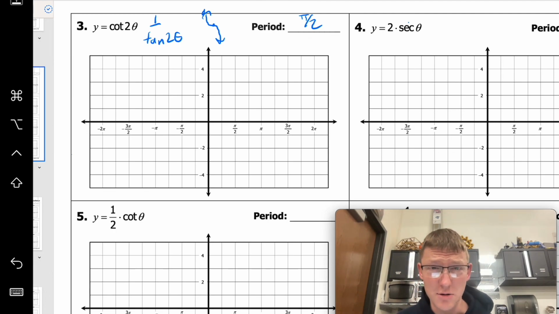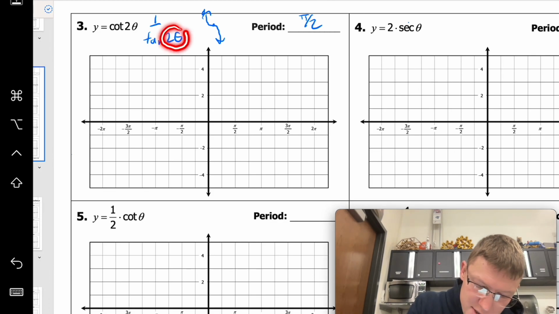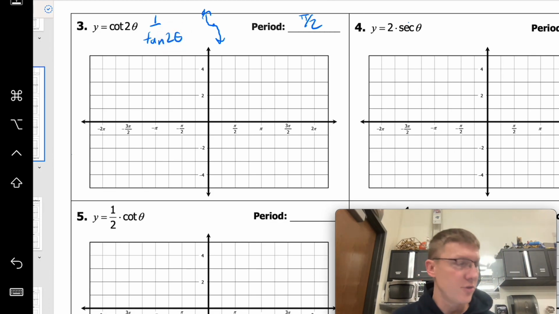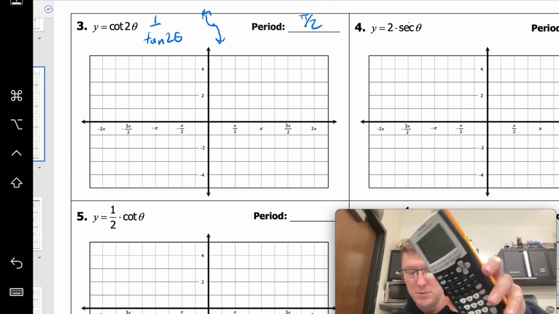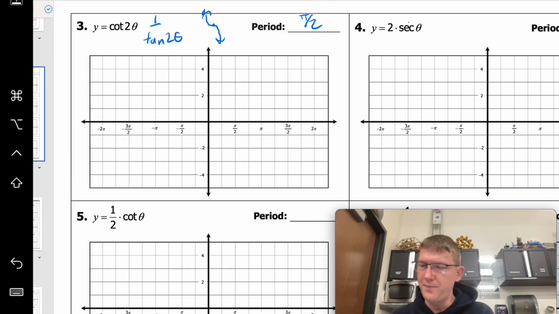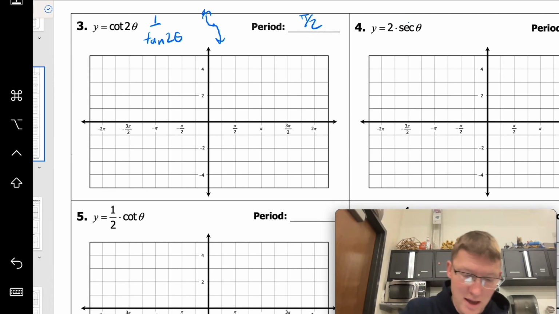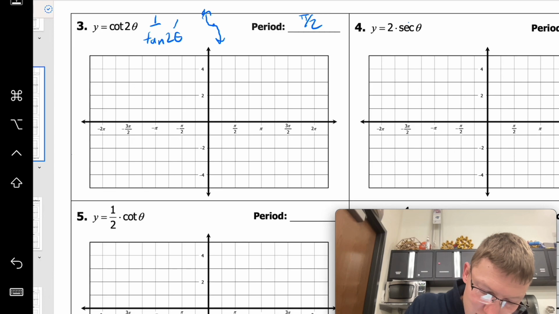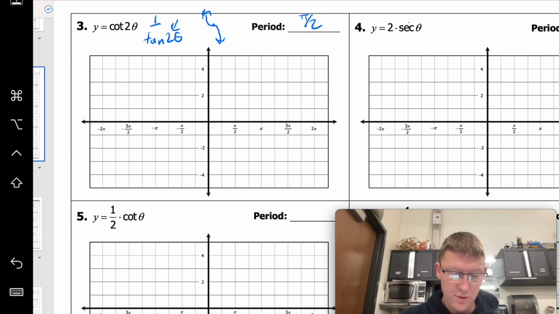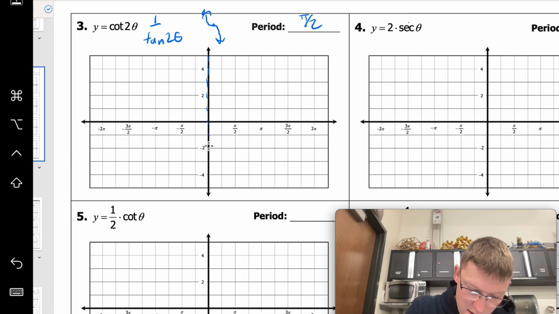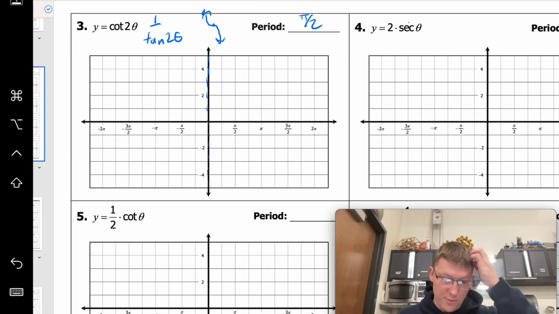I always start with 0, just because if I get lucky, great. And usually 0 is a pretty good place to start. Also, if you notice, oh look, 0 times 2 is still 0. So if you either draw a picture and figure out that tangent of 0 is 0, or I just threw it in my calculator just to see. So tangent of 0 is in fact 0. So that means that this is going to be 1 over 0. So that is undefined, which means that we're going to have an asymptote at theta equals 0.